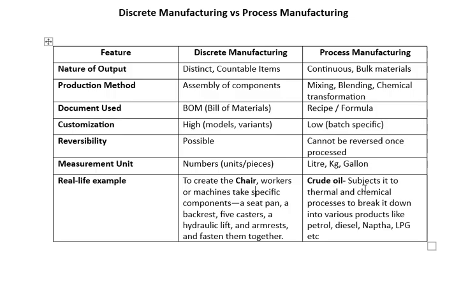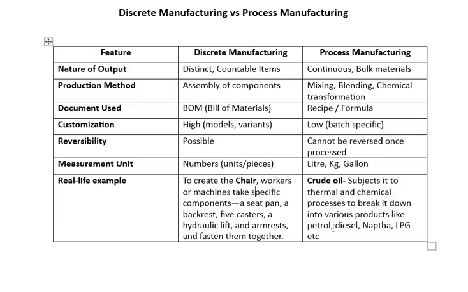and you subject it to thermal and chemical processes to break it down into various products like petrol, diesel, naphtha, LPG, etc. So, crude oil, you basically put in a distillation plant and, going through different processes, you get different products like petrol, diesel, naphtha, LPG, or any other product.